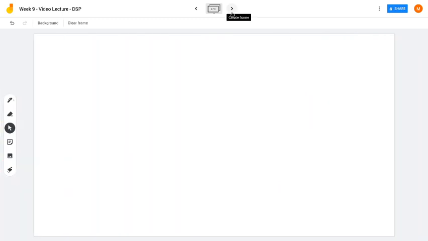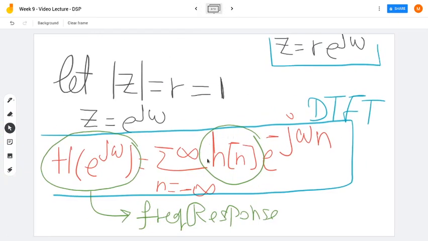Now, if you want to compute the inverse discrete time Fourier transform, what is that? In this equation, we have h of n, and we need to compute the frequency response. This is called the discrete time Fourier transform. If you want to do the inverse discrete time Fourier transform, you start with a frequency response and then you need to find the impulse response.